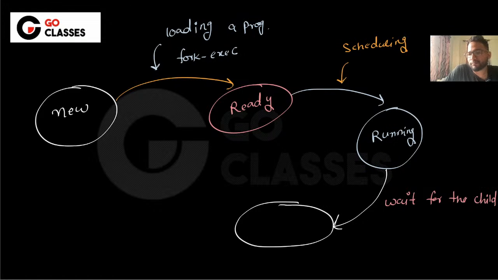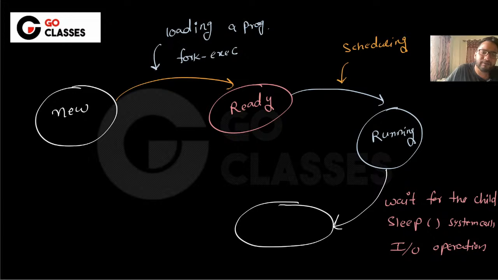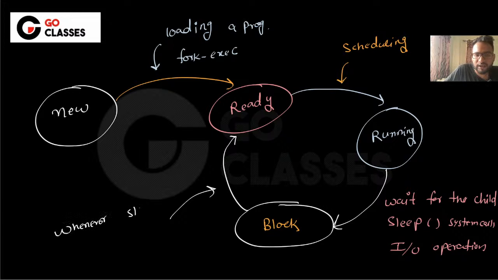Maybe the program is doing a sleep, the sleep system call, or maybe it is basically doing some IO operation. I mean it could be anything, right? IO operation or something like this. And then I will say, why waste CPU time, let's just move it to the blocked state. And after this blocked state, it can move to the ready state whenever the sleep, wait or IO is complete.